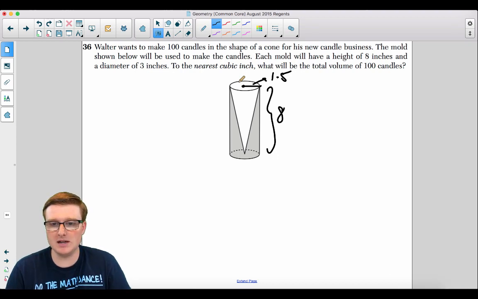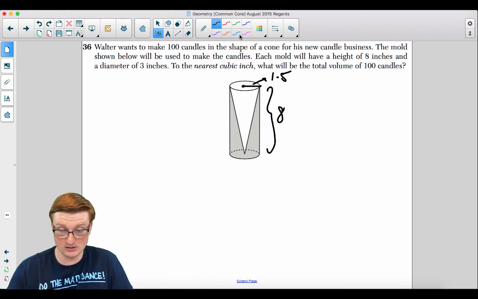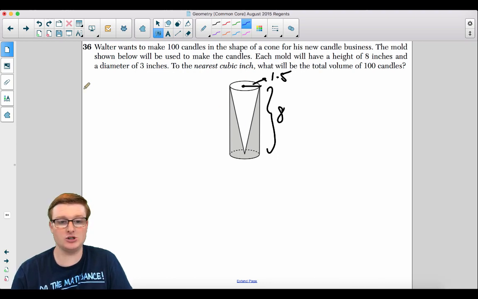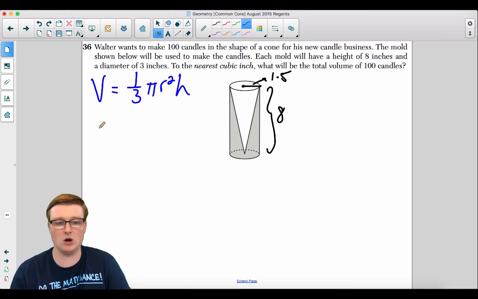To the nearest cubic inch, what will be the total volume of 100 candles? So this is a cylinder. What will be the total volume of 100 candles? So the volume of the cone, I should say. The volume of the cone is 1/3 pi r squared times the height. We don't want the volume of the cylinder. We want the volume of the cone.